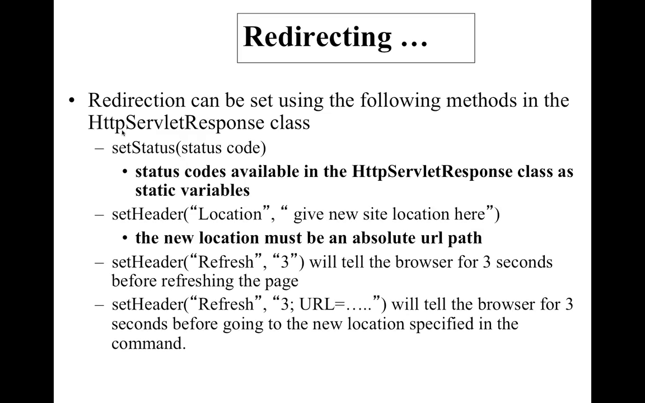So redirection can be set using the following methods. Set status: 200 is a success, 400 is a failure. Okay, something like request cannot be displayed, all that is 400. 500 is some exception that happened on the server side.